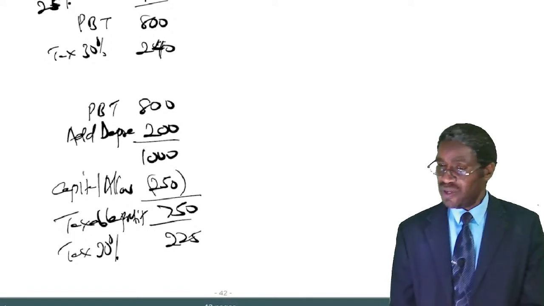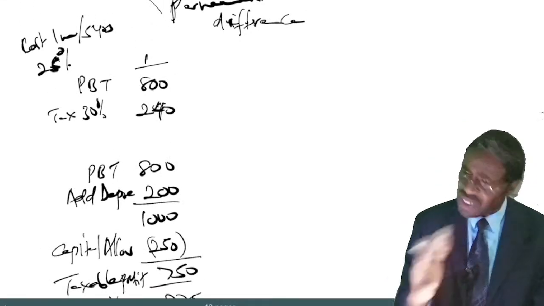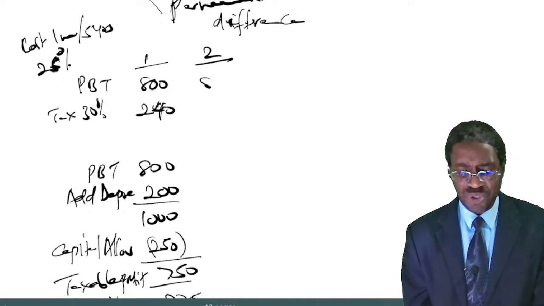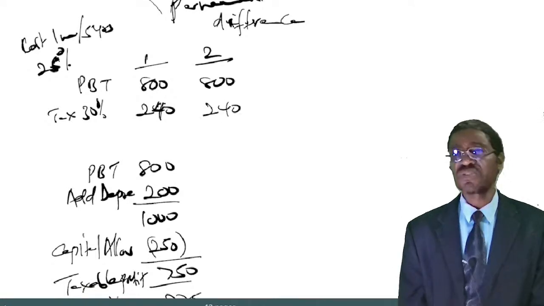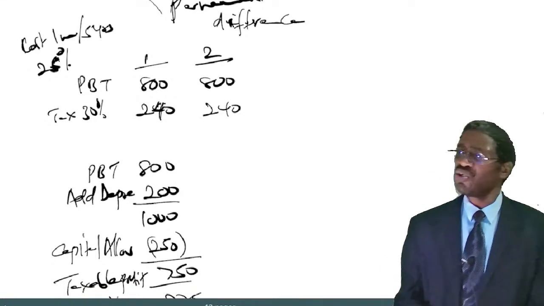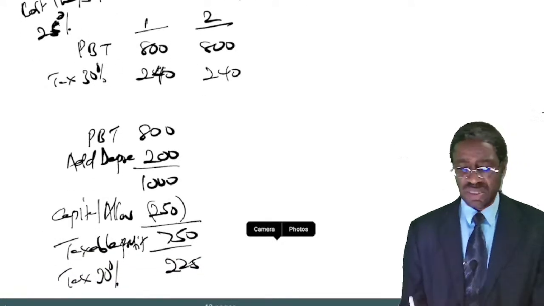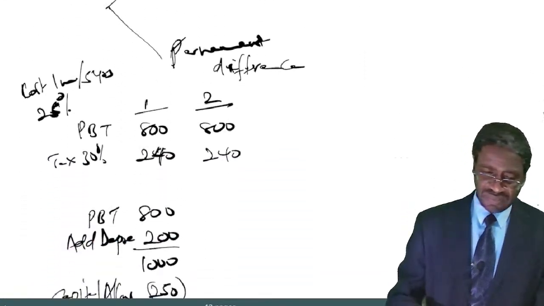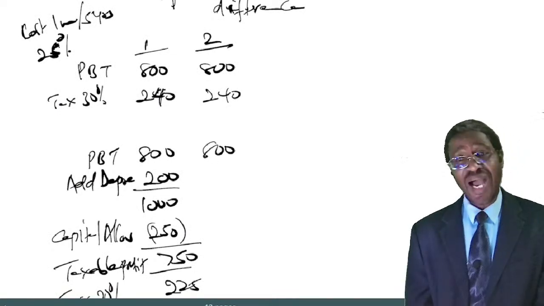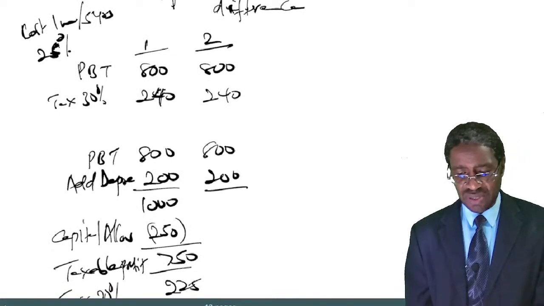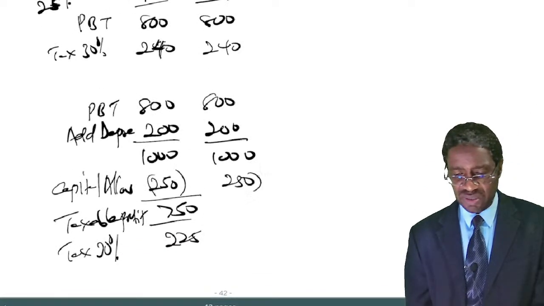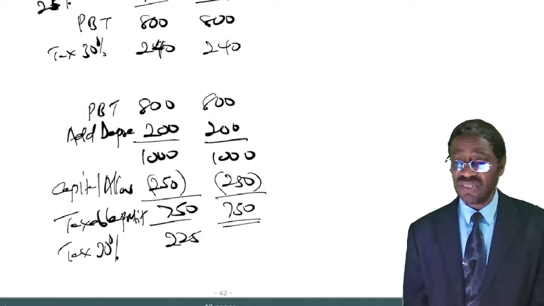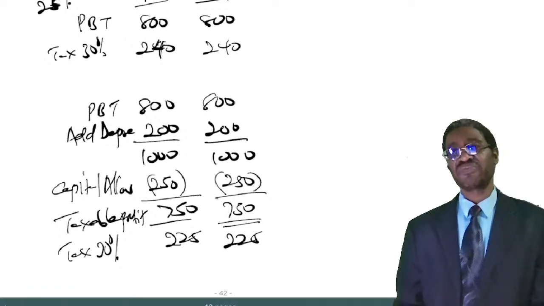Listen carefully. Suppose in the second year, the same thing happened. I made a profit of 800. Again, I thought I'll be required to pay 240. But the taxman said no. He took my 800 again, added back my depreciation of 200, and got 1,000. He gave me a capital allowance of 250. He said I pay tax on 750. At 30% again, that comes to 225.